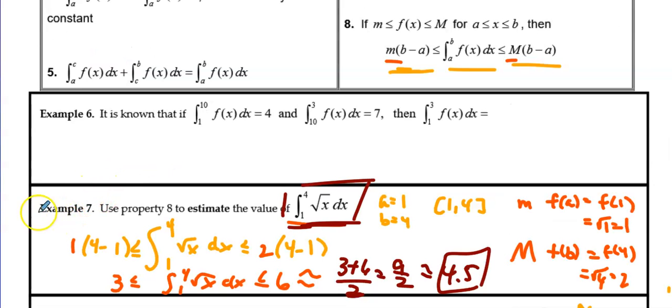It's actually example number 7, where we had to use this theorem right here, property number 8, to estimate this value, the integral from 1 to 4 of the square root of x dx. And I told you guys in the video that this is not something that you most likely will be assessed on, because you can easily find this using the fundamental theorem of calculus, which we're going to talk about in the very next video. Well, let me go back to number 9 now.